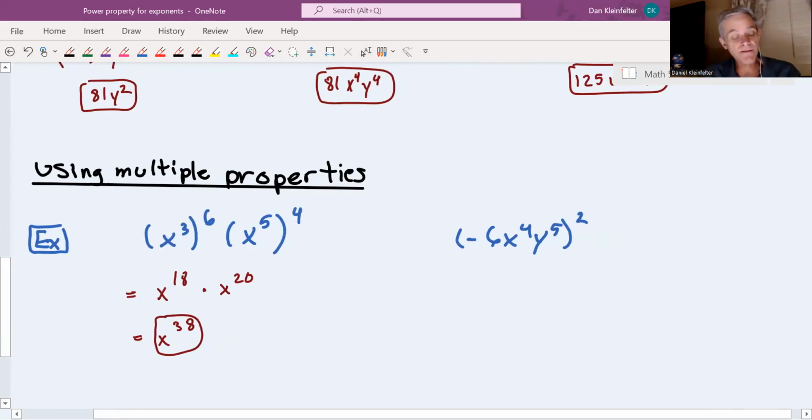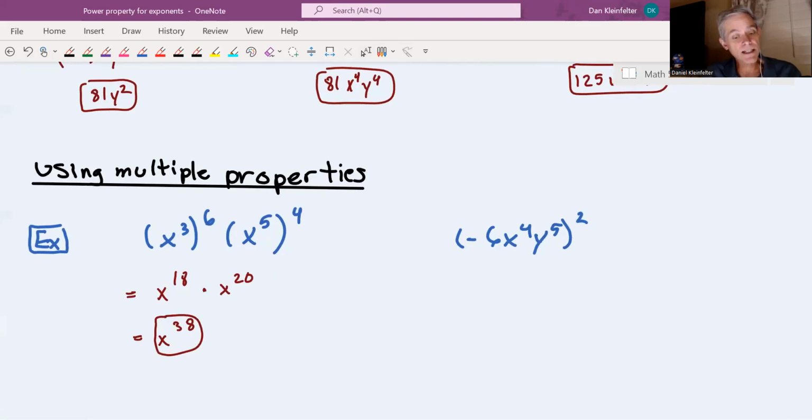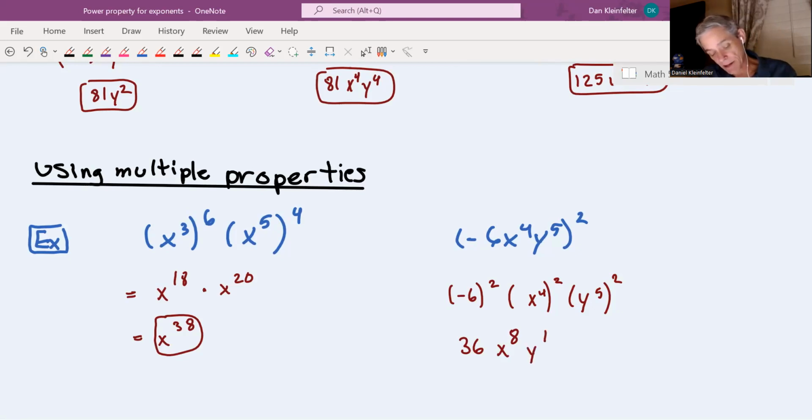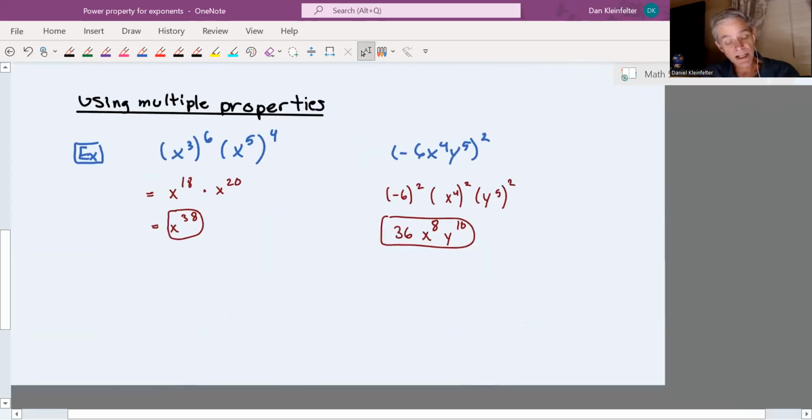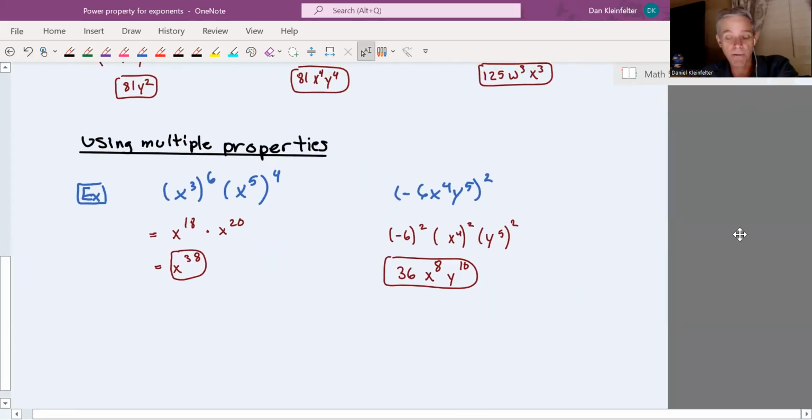For the next one, we have a product, all raised to the second power. We'll give each of the factors inside that exponent of 2. So now we have a couple of squarings to do. Negative 6 squared would be 36. x to the fourth power squared will be x to the 8th power. y to the 5th power squared will be y to the 10th power. Here's a couple of examples where we've used multiple properties to simplify.